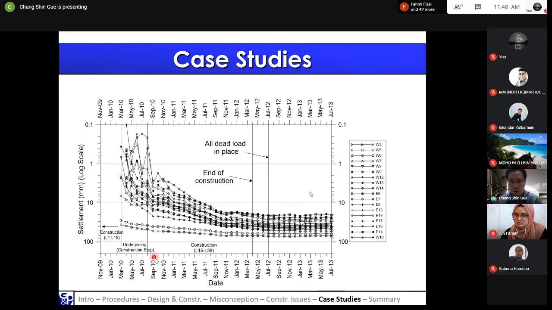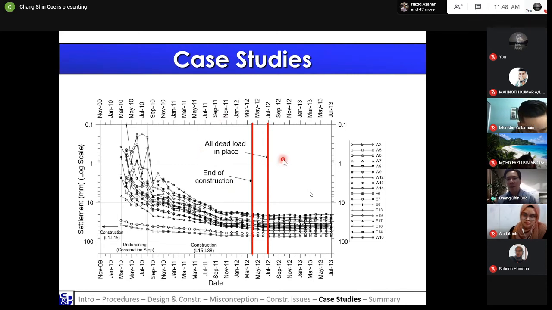They continued to construct from level 15 all the way to level 38, because they still experienced some settlement since you are adding additional load. The first red line here shows the end of construction, and another one, a few months later, shows all the dead load in place, which means they added on the dead load such as the swimming pool. So they added in the water from the swimming pool just to see how the building performs with all the dead load in place.